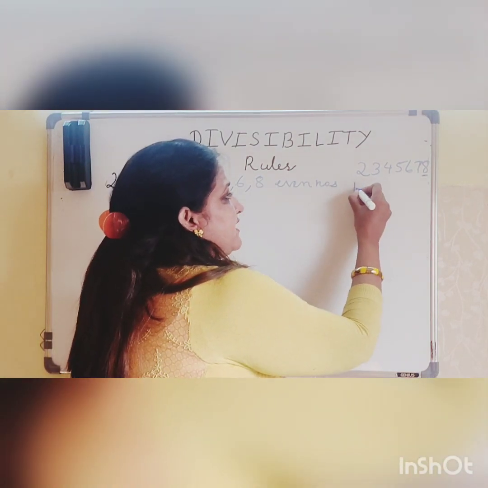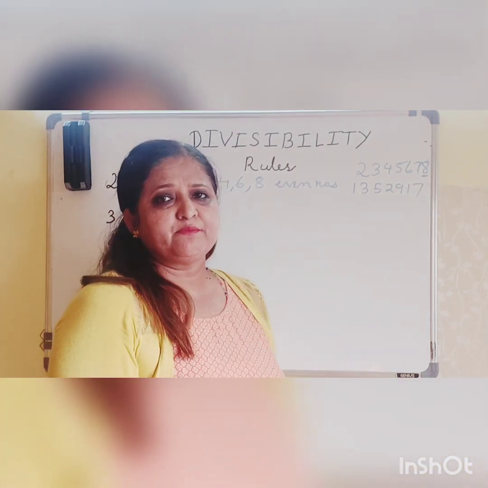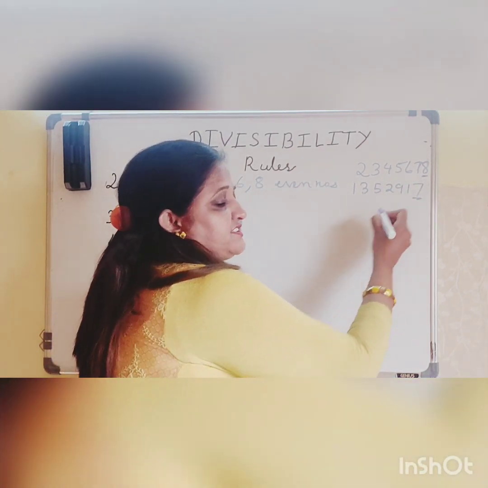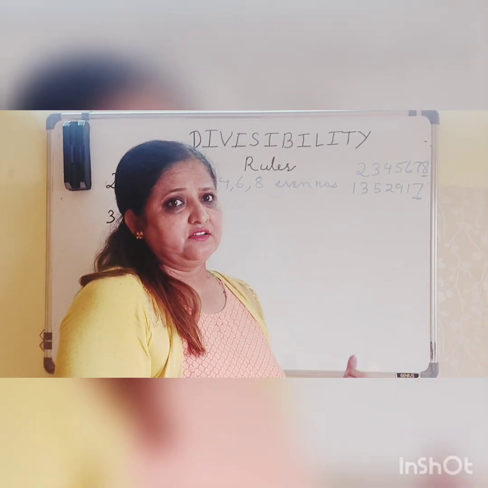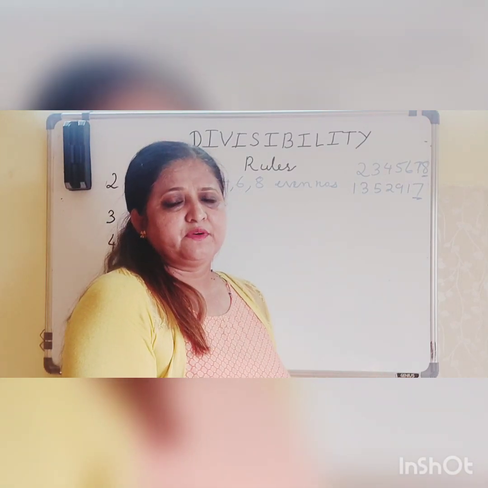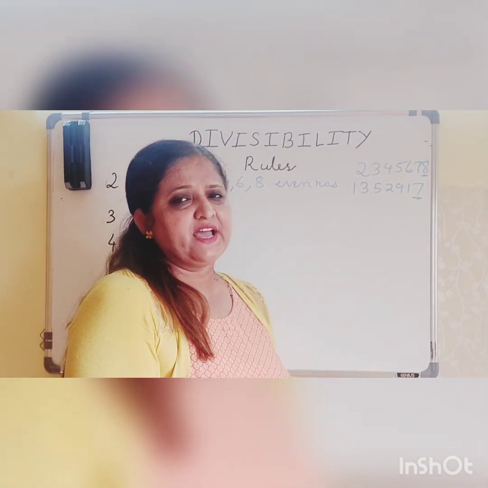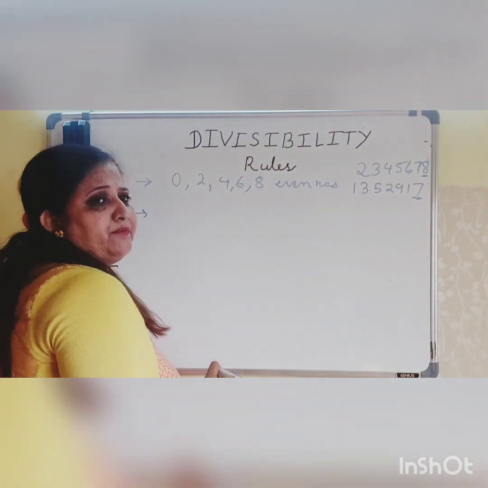Let me pick up one more example here. 1, 3, 5, 2, 9, 1, 7. Huge number, but you simply have to look at the last digit here. The last digit is 7. 7 is not any of these numbers. It's an odd number, so the whole number is not divisible by 2. As simple as that. Now, how do we check the divisibility of a number by 3?